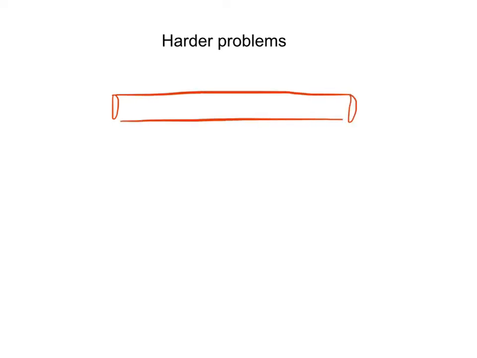All right, let's look at an example of a harder problem. So let's imagine a rod, a 1 meter rod. Only this rod has non-uniform density. In other words, the mass is not consistent throughout the whole rod. So we're saying this is 1 meter long.